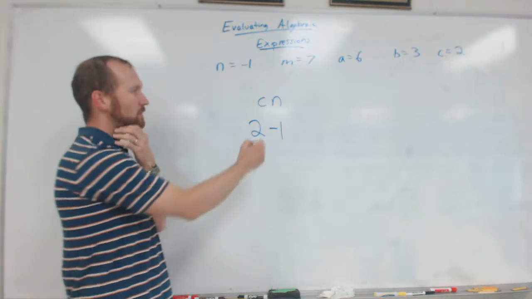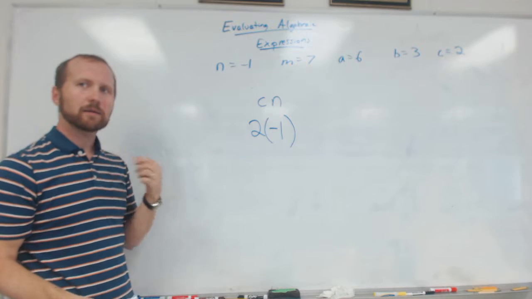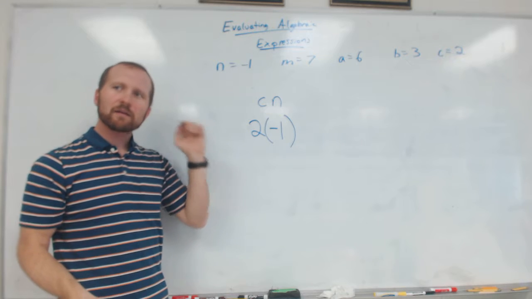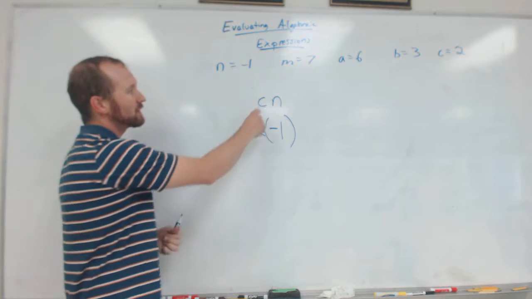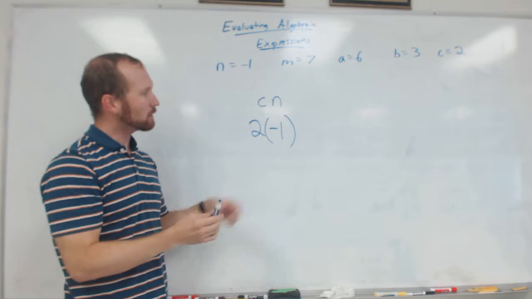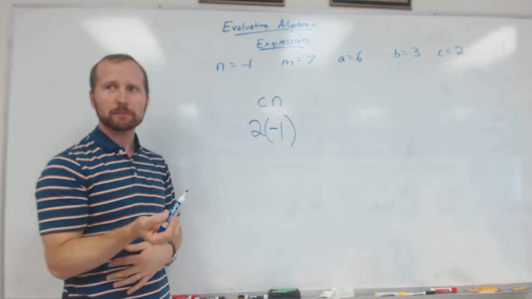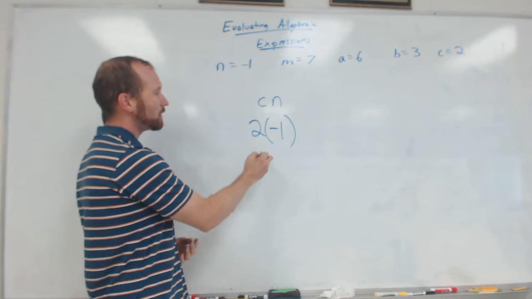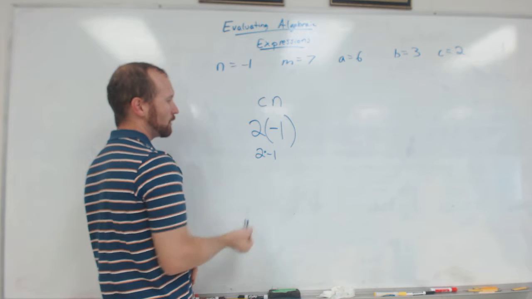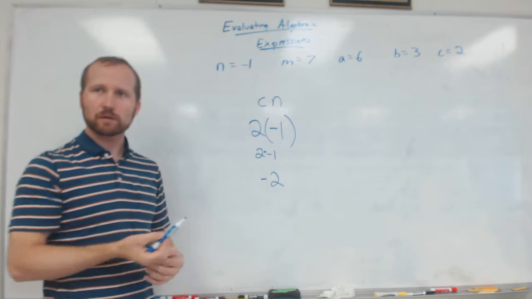Would I write it like that? No, but then you have to pull it apart. So is it 2 minus 1? Yeah, we have to remember negative c times n. cn means c times n. So I'm doing 2 times negative 1. It doesn't matter how I write it, but I have to remember I'm not going to add these together. I have to multiply it. 2 times negative 1 is negative 2.